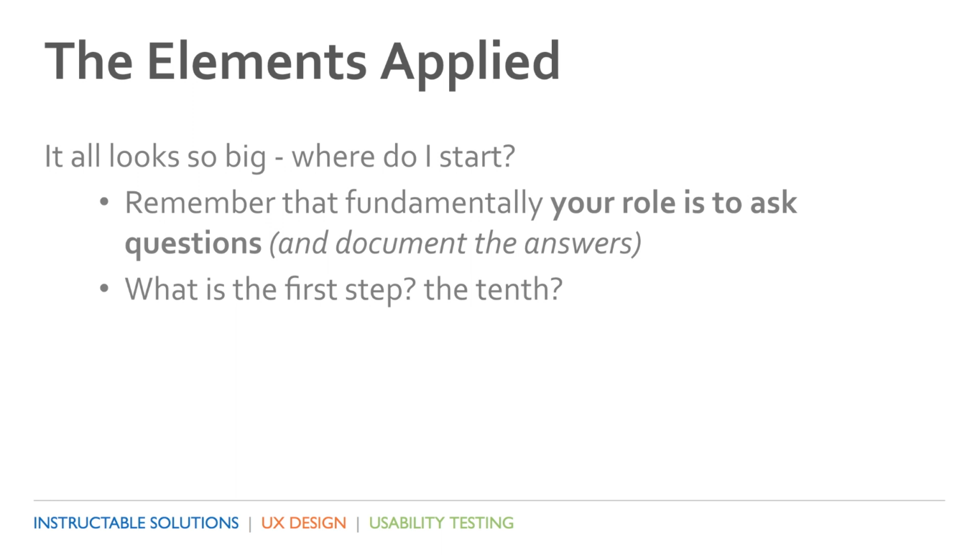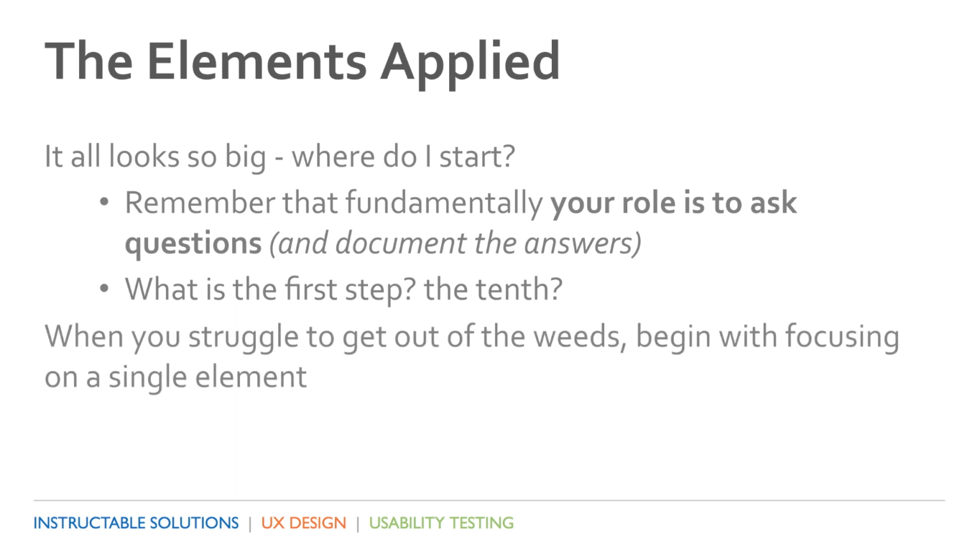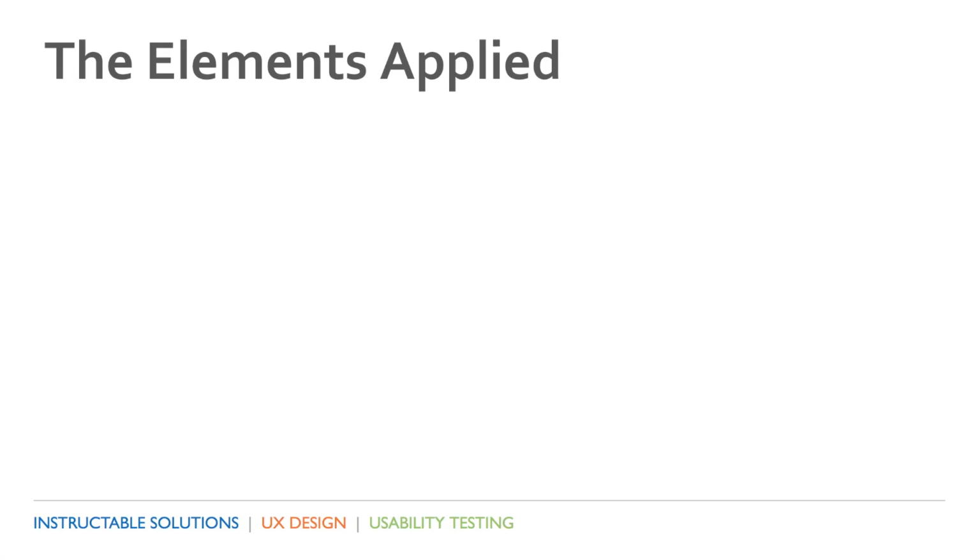But then how do you determine what the first step is? The 10th step. It's definitely a challenge when you're starting out. But when you struggle to get out of the weeds, begin with focusing on a single element. Break down your problem into smaller parts. Take the scope and determine specific functional elements that need definition, that need strategy, that need content requirements. Break it down into smaller elements to help build out the bigger picture.